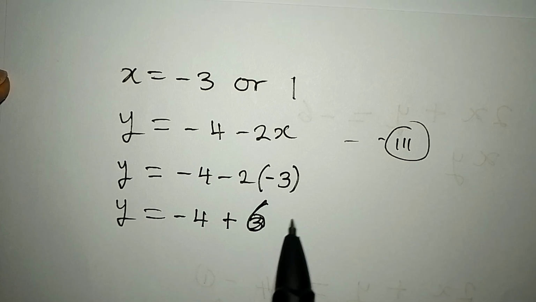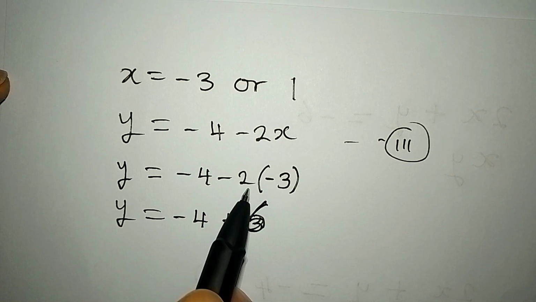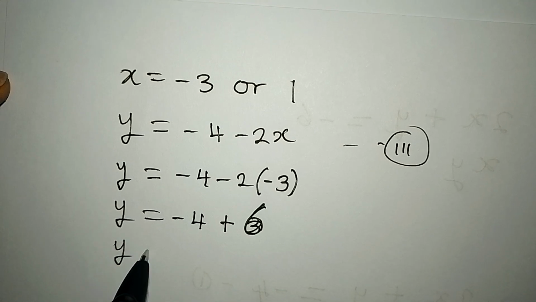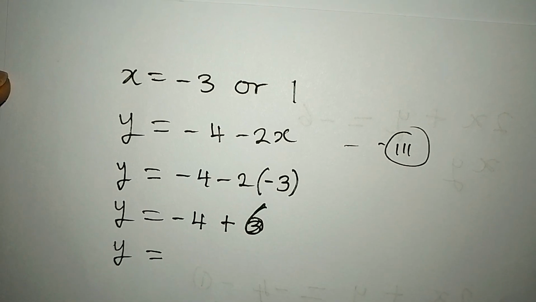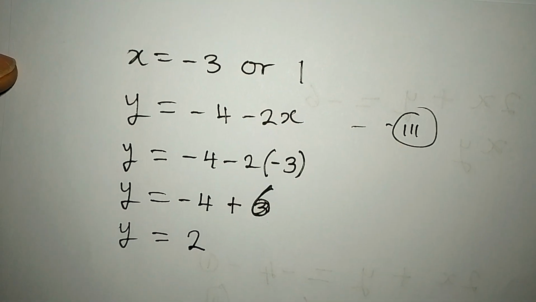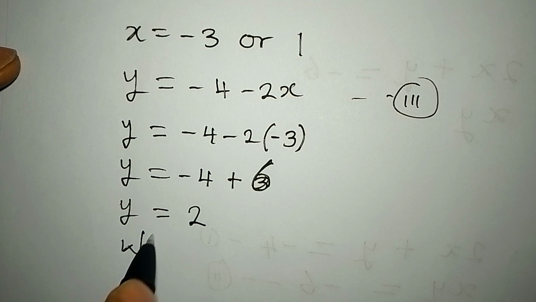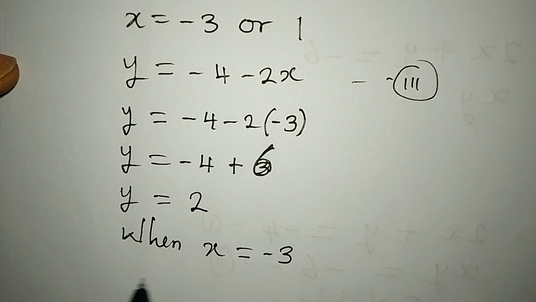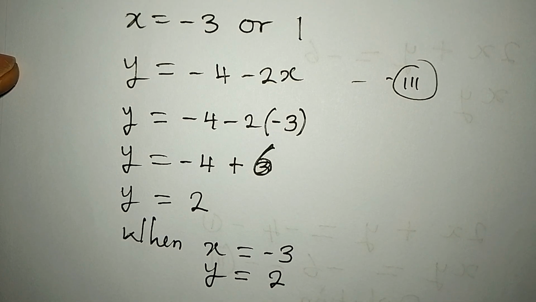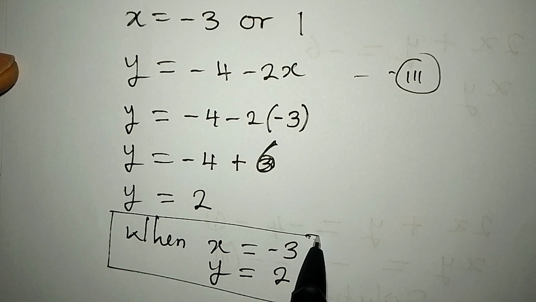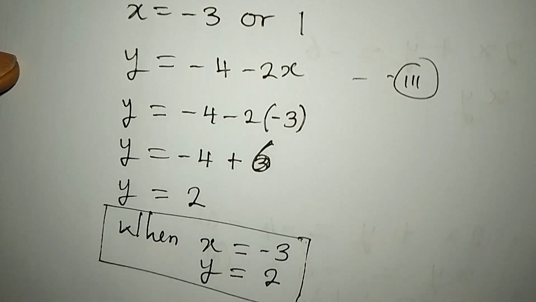How did I get the 6? This negative 4 is coming down. Minus 2 times minus 3 will give us plus 6. So this means that y is equal to minus 4 plus 6, which gives us 2. So what are we saying? We are saying that when x equals negative 3, y equals 2, right? So we're going to put these two back into the equation and see if it will be satisfying.